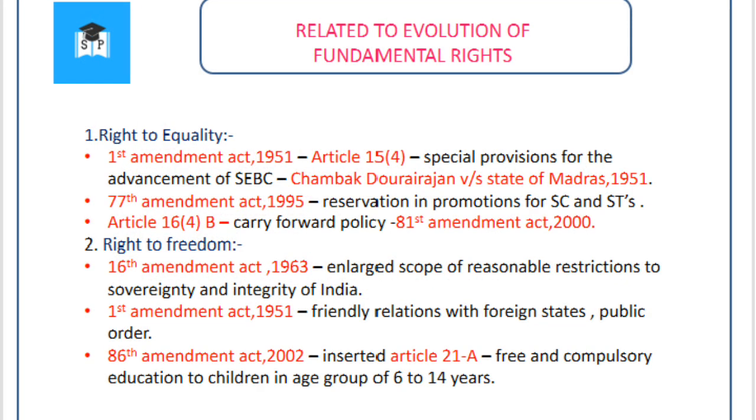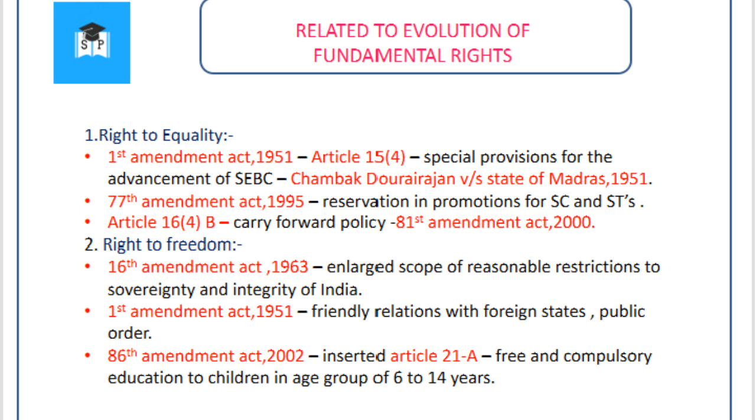Now about the amendments related to the evolution of fundamental rights. The judiciary through judicial creativity and the Parliament through several constitutional amendments have widened the scope of certain fundamental rights. The first one is concerning the right to equality. Through the First Amendment Act of 1951, the Parliament inserted Article 15(4), that is special provisions for the advancement of socially and educationally backward communities. It came through the case of Champakam Dorairajan versus State of Madras in 1951.